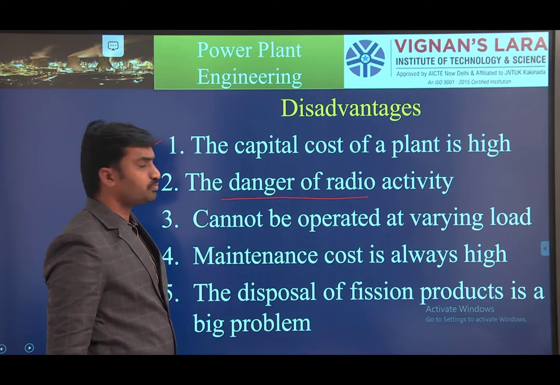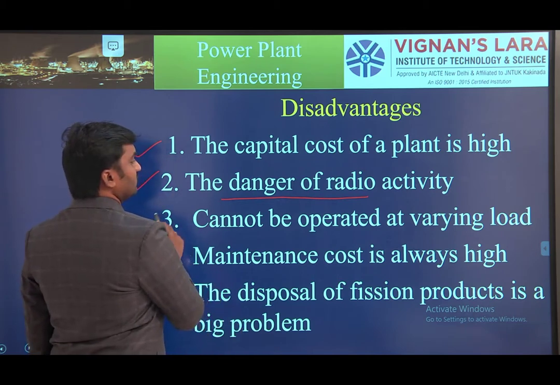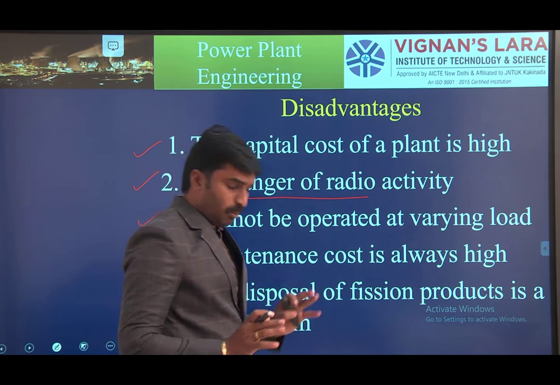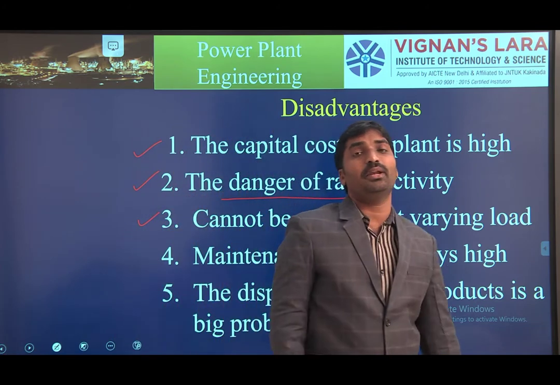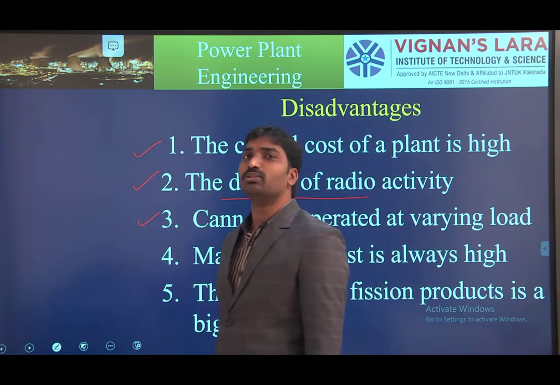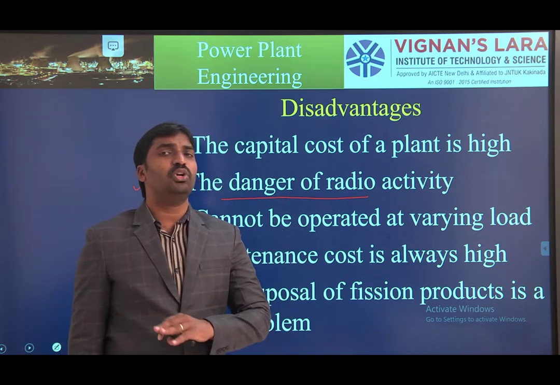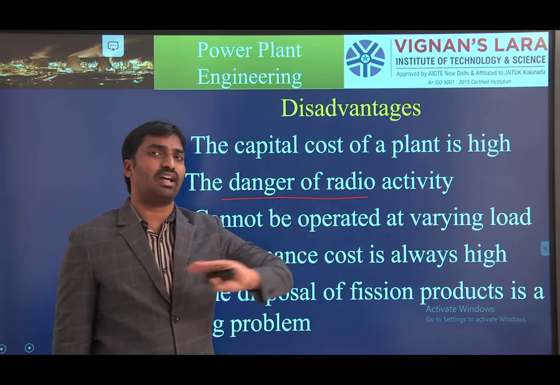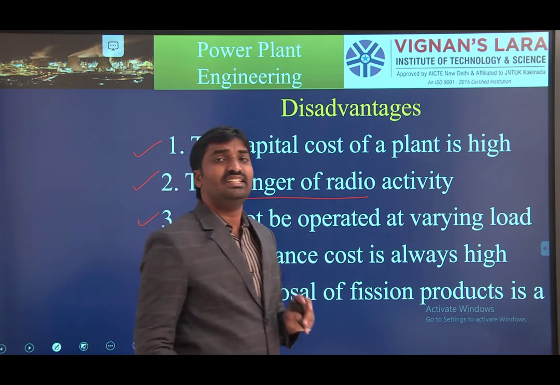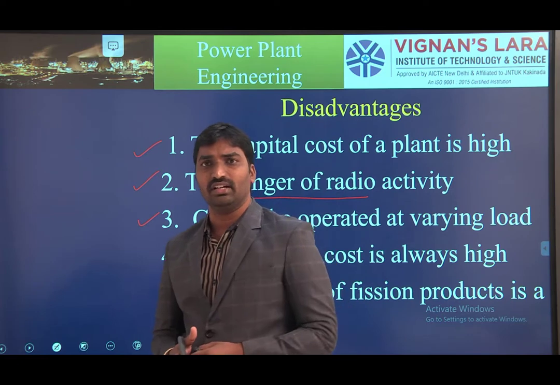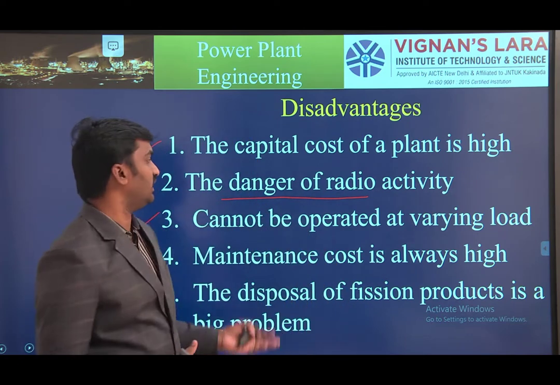The third one is that it can't be operated at varying load. In most conditions the nuclear power station is used as a base load station. Why? Because it's continuously producing a high amount of power, no doubt at all. But the thing is, it doesn't vary the load continuously like a diesel power plant. So that is one disadvantage here.